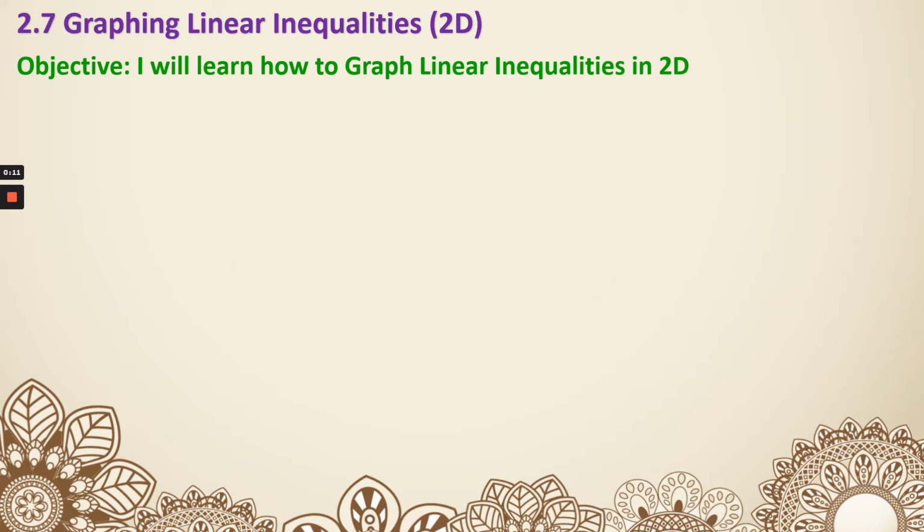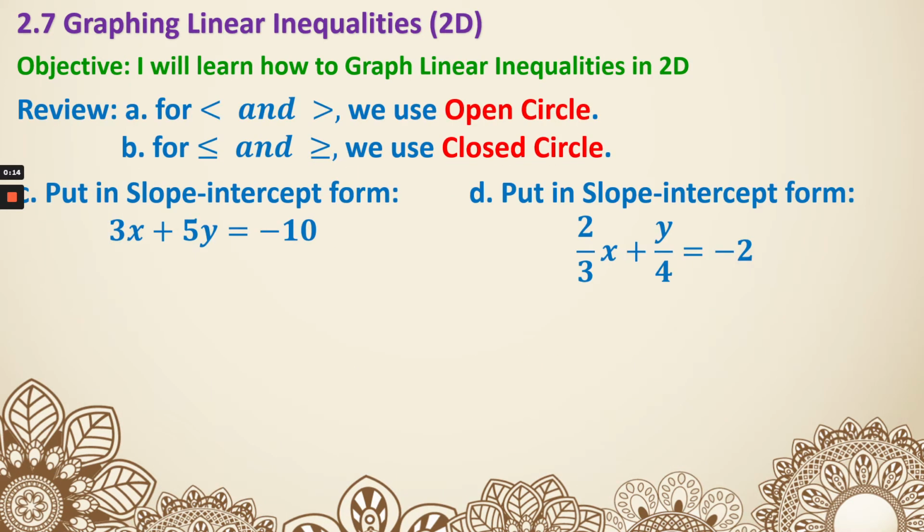Today we're going to talk about 2.7, where we will learn about graphing linear inequalities in two dimensions. So first, let's review a couple key concepts. When we learn how to graph on a number line, if it's less than or greater than, we used an open circle. And if it was having an equal sign, less than or equal to and greater than or equal to, we used a closed circle.